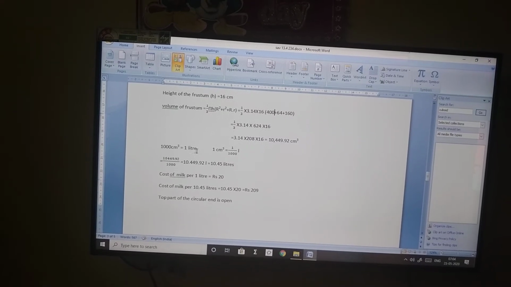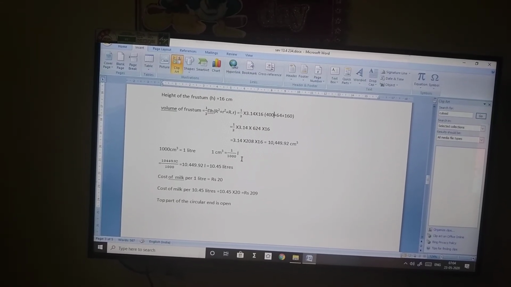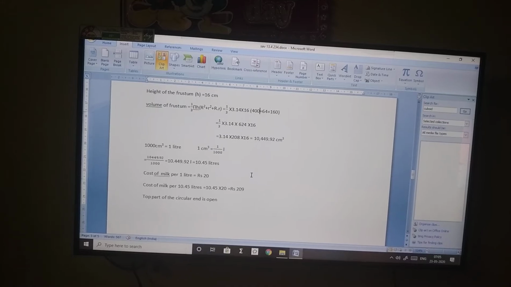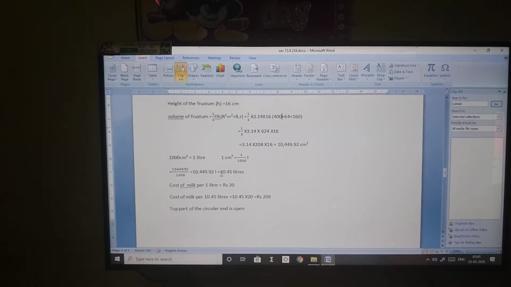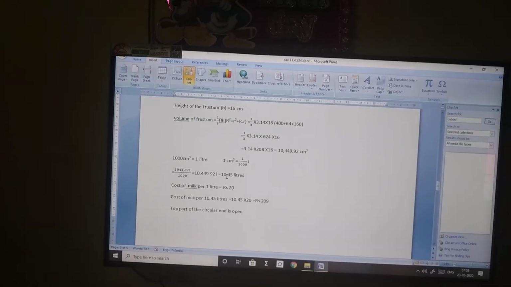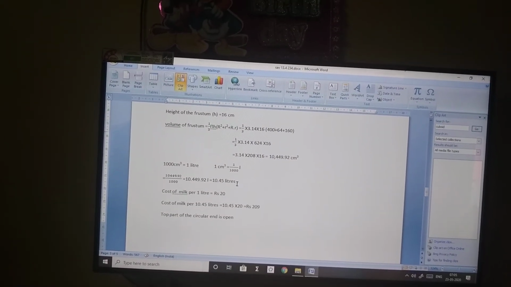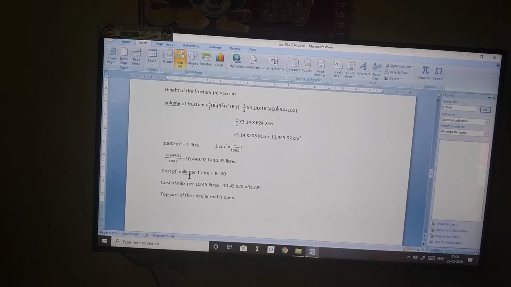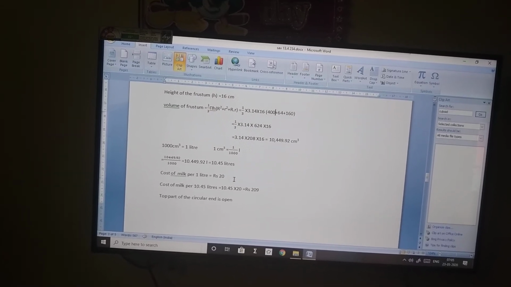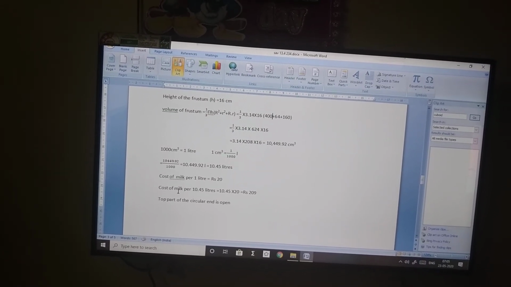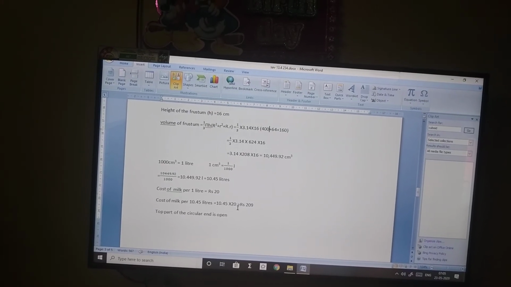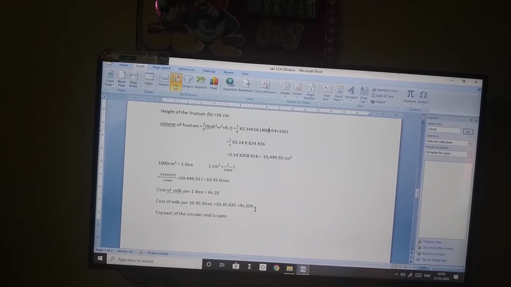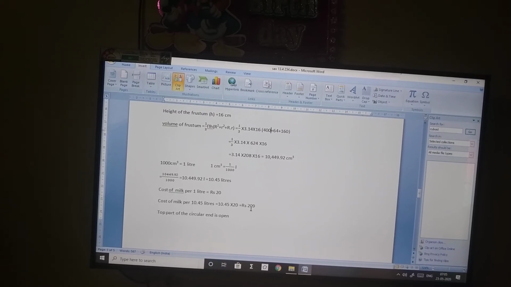We know that 1000 centimeter cube equals 1 liter, so 1 centimeter cube equals 1 by 1000 liters. I am finding the quantity in liters by dividing by 1000. So by dividing by 1000 we'll get 10.45 liters. Cost of milk per 1 liter is given as 20 rupees. So in that container 10.45 liters are there. Total cost by multiplying with 20: 10.45 into 20 equals 209 rupees.